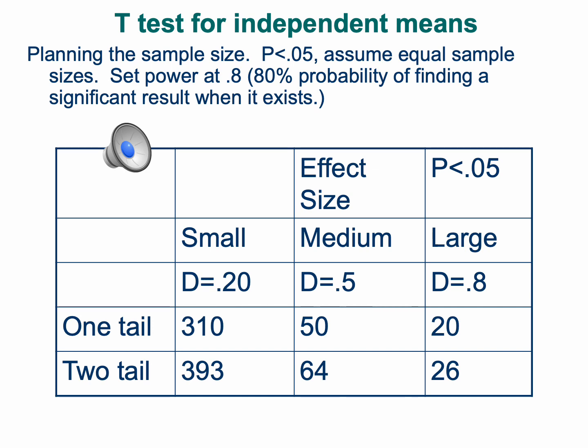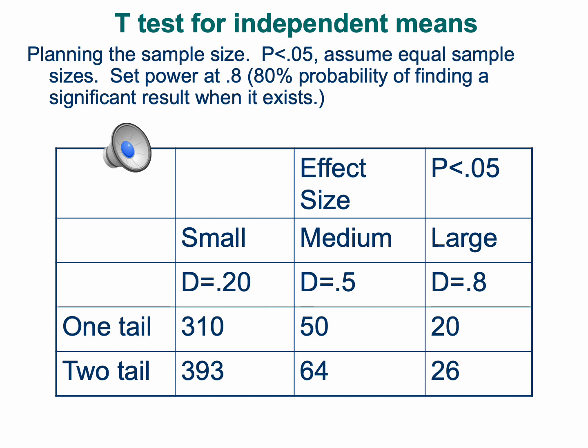So what people do is they set power at some reasonable level like 0.8. They choose a p level of say 0.05, a conventional level. They assume equal sample sizes, and they're going to do a t-test. Down here you see the sample size to detect small, medium, and large effect sizes, and it also shows you the relationship between one and two-tailed tests.